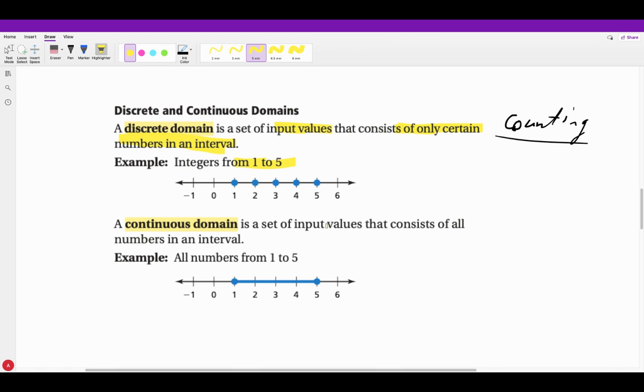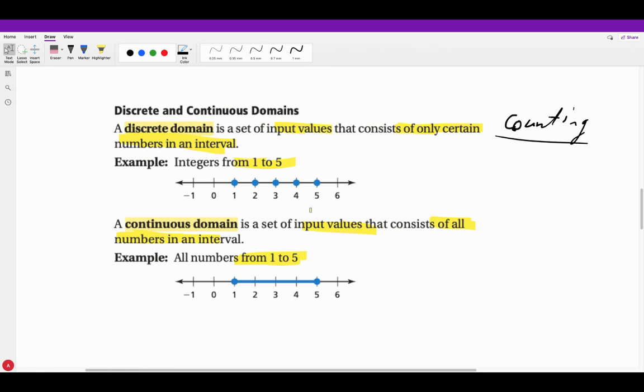Whereas continuous is a set of input values that consists of all of the numbers in the interval. So from here, if we're going from 1 to 5, we're including everything: 1.1, 1.2, 1.3. So we're including every number, no matter what type. It doesn't have to be a whole number from 1 to 5. And if we're thinking about things that we've done before, we can talk about how much of a pizza we've eaten, because we can eat a quarter of a pizza. We can eat an eighth of a slice. So that would be continuous because we need to include every single number from slice 0 to slice 8 if we're eating a whole pie.